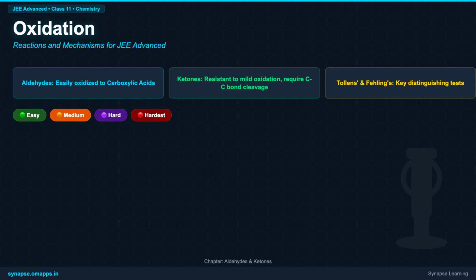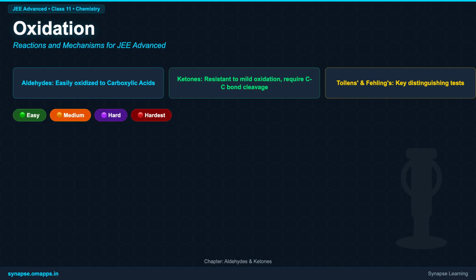Today, we are diving deep into the fascinating world of aldehydes and ketones from your Class 11G Advanced Chemistry syllabus. Specifically, we'll unravel the mysteries of their oxidation reactions. This topic is fundamental for understanding organic transformations and is a favorite for competitive exams. We'll embark on a 4-level journey, starting with the basics, moving to medium, hard, and finally, the hardest concepts, equipping you with the knowledge to ace any challenge.